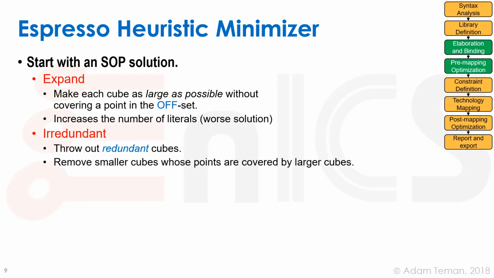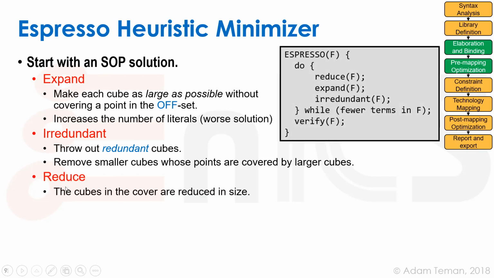Then we have a stage called irredundant, and in irredundant, we look for redundant cubes and we throw them out. All of this we're going to see in a minute illustratively, and it will become more clear. This removes smaller cubes whose points are covered by larger cubes. And finally, we have a stage called reduce, where the cubes in the cover are reduced inside. So Espresso is E and R and another R, that's Espresso, okay?